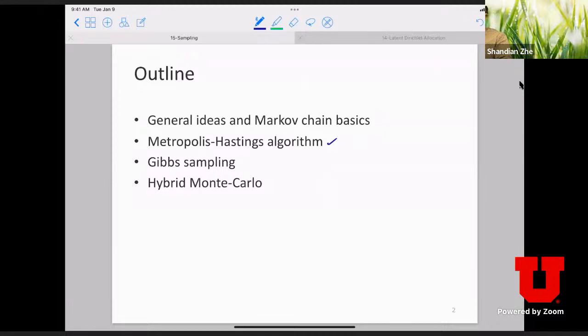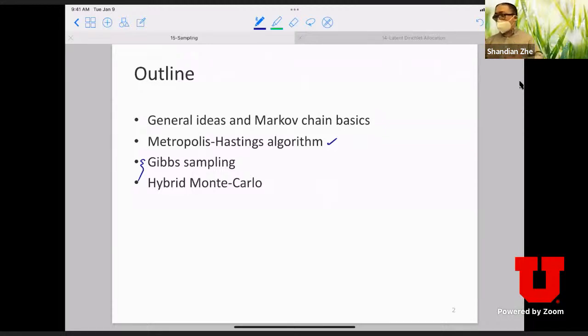However, if you can smartly construct the transition kernel to generate new proposals, then the Metropolis Hastings can be much more efficient. And we'll talk about the detail later. And then we'll introduce two widely used and powerful MCMC algorithms. Both of them can be viewed as special instances of Metropolis Hastings algorithms. One is called Gibbs sampling.